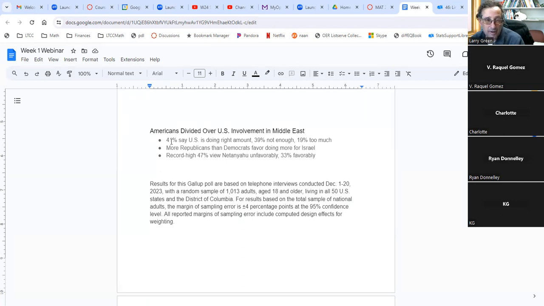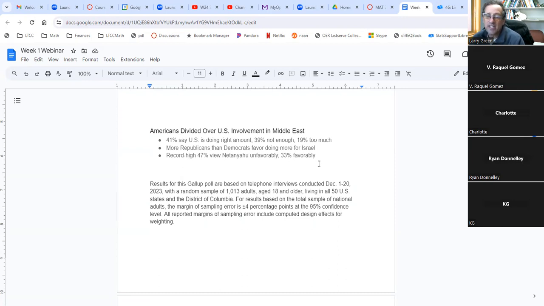And what the article said is that 49% say the United States is doing the right amount. 39% of Americans say not enough is done. 19% say too much is done. And more Republicans than Democrats favor doing more for Israel. And a record high 47% view Netanyahu unfavorably, 33% favorably.